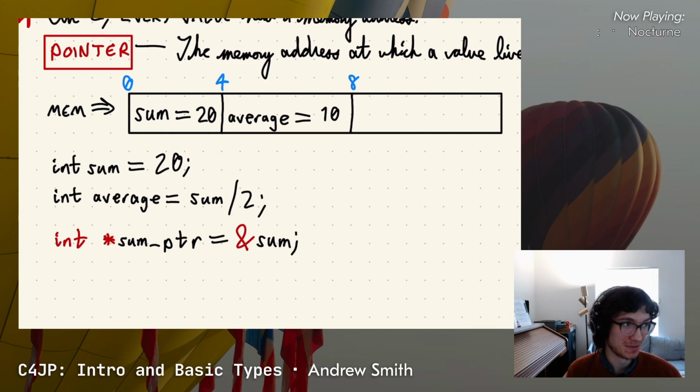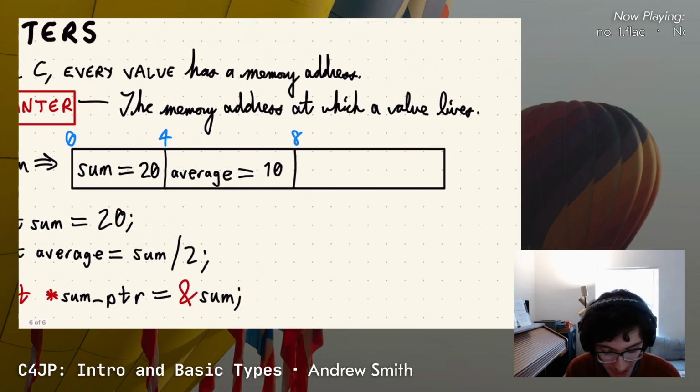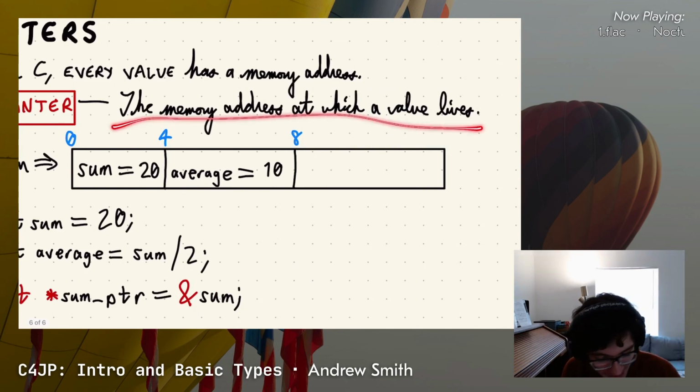Okay, so this is a little complicated. So let's follow this step by step. The first thing that we see here is this notation int star. What star in C means is that this variable is a pointer type. So this variable represents the memory address at which a value lives.